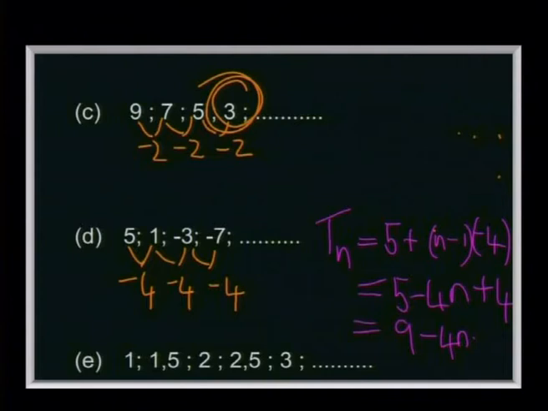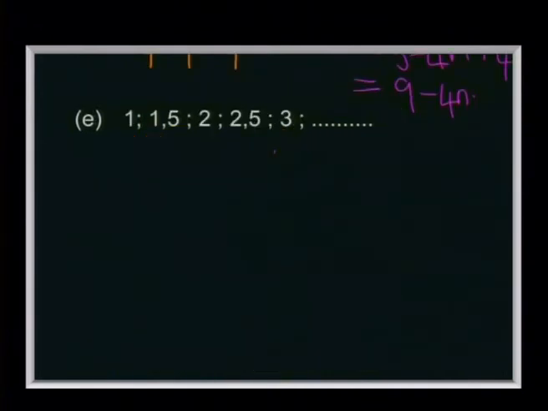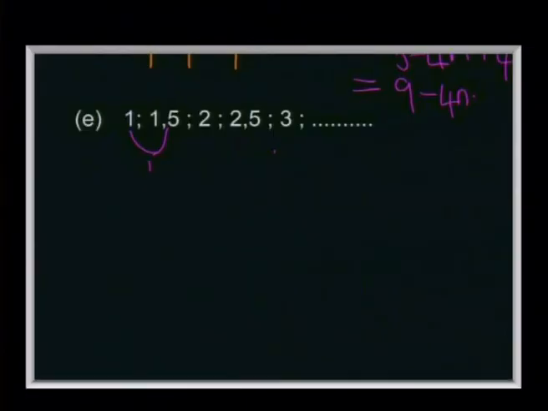Right, then our last one, slightly different because this time we've got fractions, but honestly, it shouldn't be that much of a challenge. I know you guys get very frightened when you see fractions, but most of the time it's really not that bad. To get from 1 to 1.5, I add a half. To get from 1.5 to 2, I add a half. To get from 2 to 2.5, I add a half. Definitely this is linear, and my constant difference is a half.